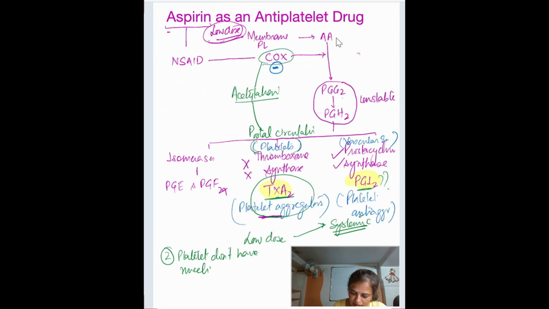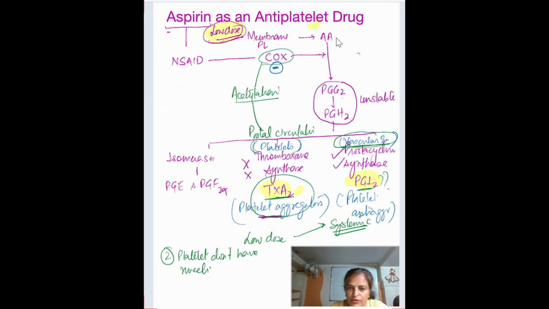On the other hand, the vascular endothelium does have nuclei. Even if it is inhibited a little, the vascular endothelium, as it has nuclei, can synthesize this prostacyclin. So ultimately, this is your point: in a low dose, aspirin acts as an antiplatelet drug by inhibiting thromboxane A2 but not prostacyclin.